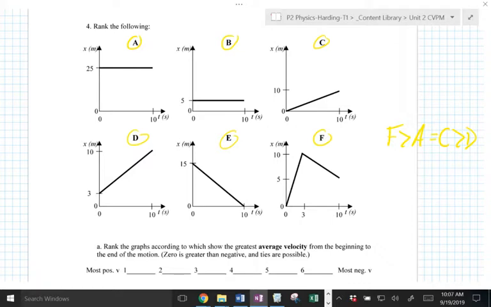I have to write it down. It's a straight line. 0 minus 10, this is over 10.